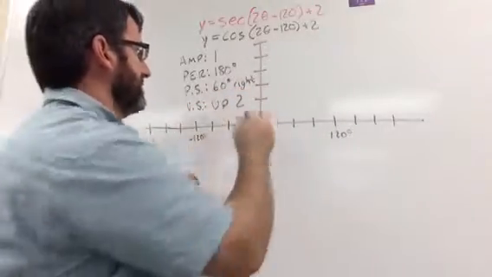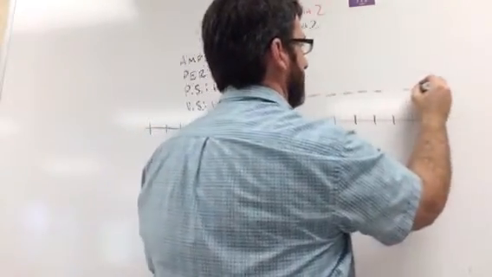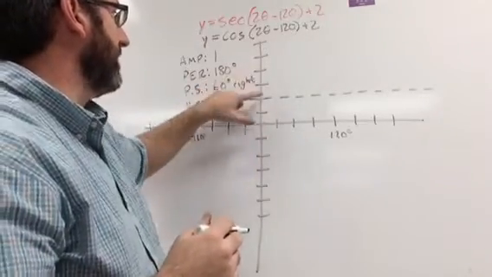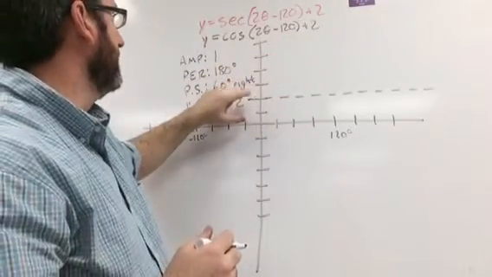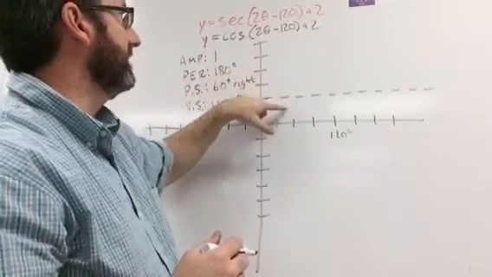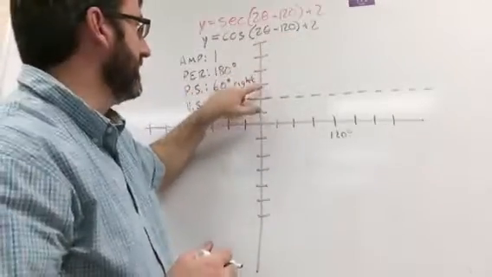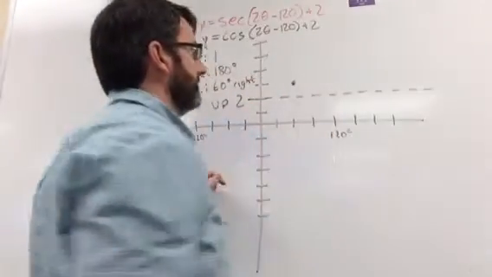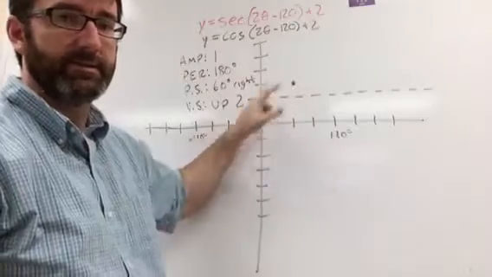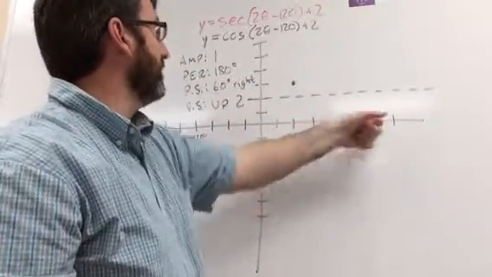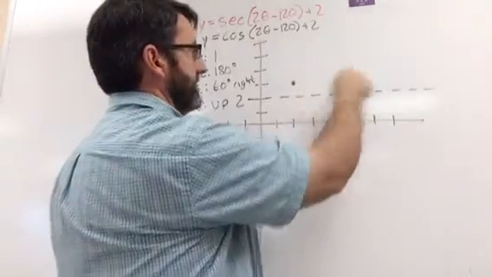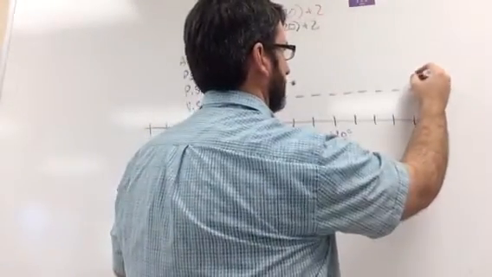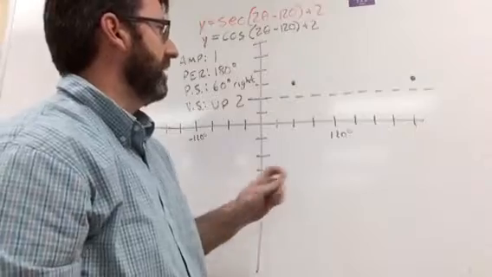All right, so let's start with the vertical shift. We're going to draw our midline at 2. And then the cosine starts at the maximum. The maximum is going to be 3. We're going to go up 1 from our midline. That's going to be the maximum. Cosine starts at the maximum, but we're shifting this 60 degrees to the right. So right here is where our first point is going to be at 60. That's our maximum. And then after one period, which is 60 plus 180, which would be 240, so out here somewhere, we're going to be back to our maximum.